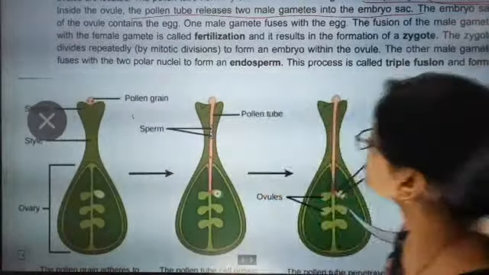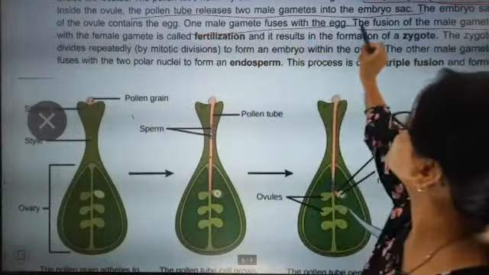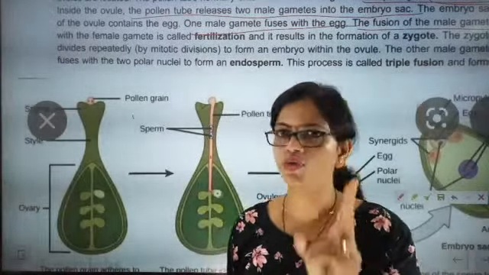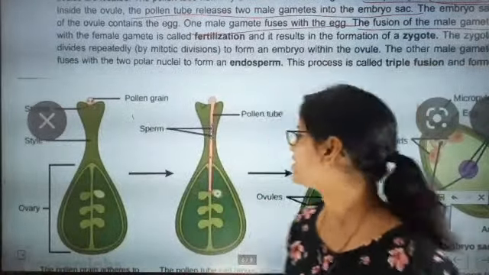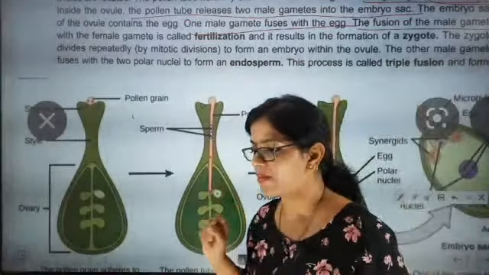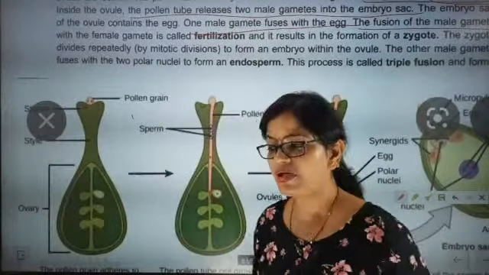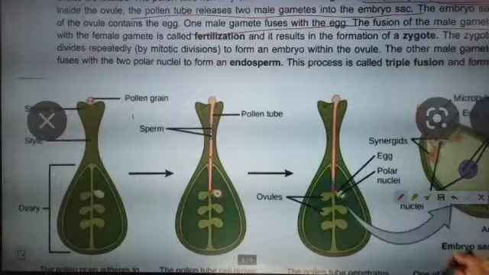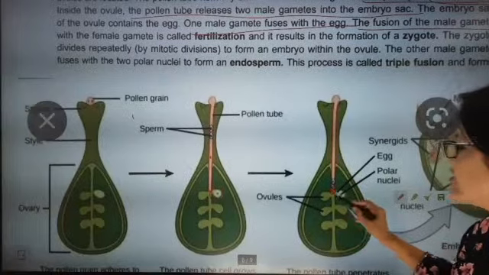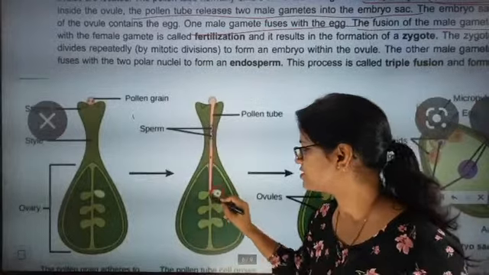Fine. So for the fusion of the male gamete, one male gamete fuses with the egg. Since one pollen grain contains two male gametes, one of them will fuse with the egg. Then what will the other male gamete do? The other male gamete will go to the polar nuclei. These are the ovules and these are the polar nuclei. Take this as the polar nuclei.